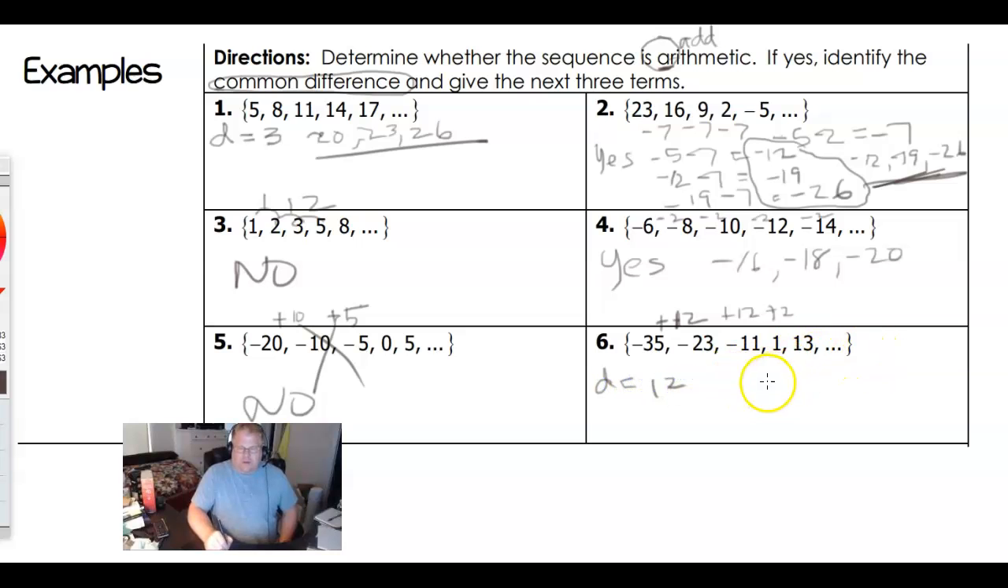And I have to figure out the rest of these three. So 13 plus 12, that's 25. Then 25 plus 12 is 37. And 37 plus 12 is 49. So 25, 37, 49 are my three terms. And that's it. That's all there is to doing arithmetic sequences and deciding if they are or not, and then what to do.